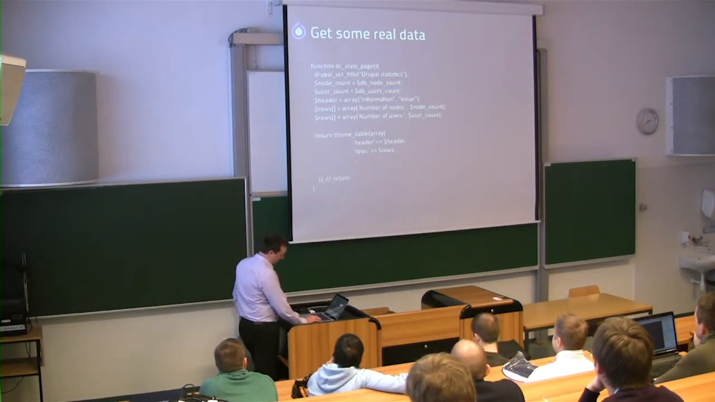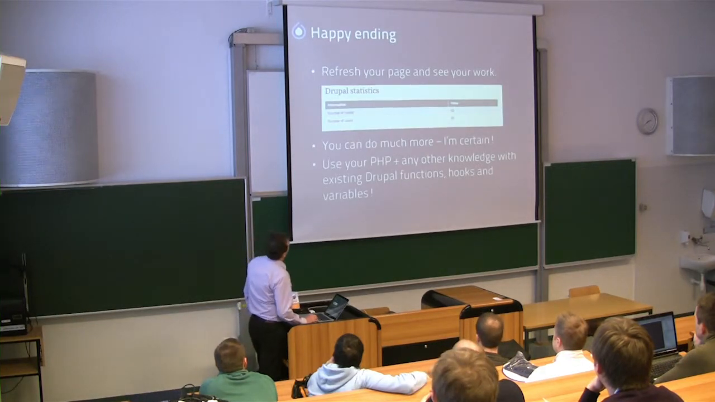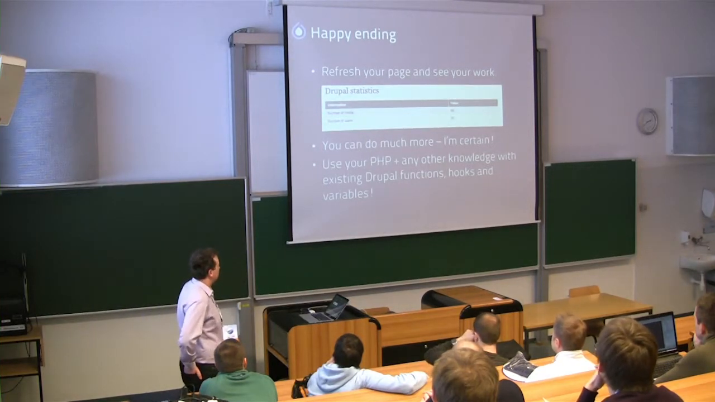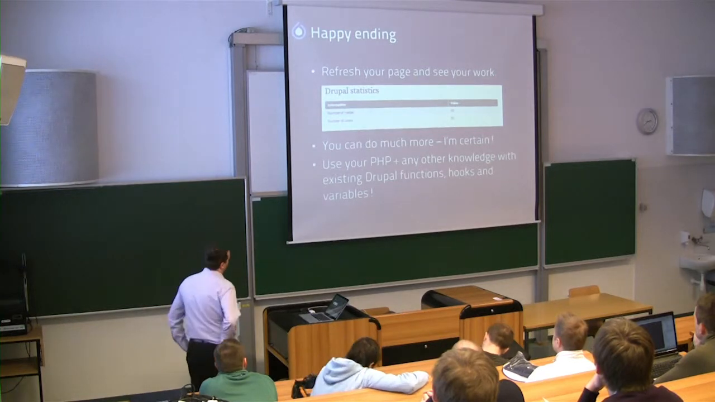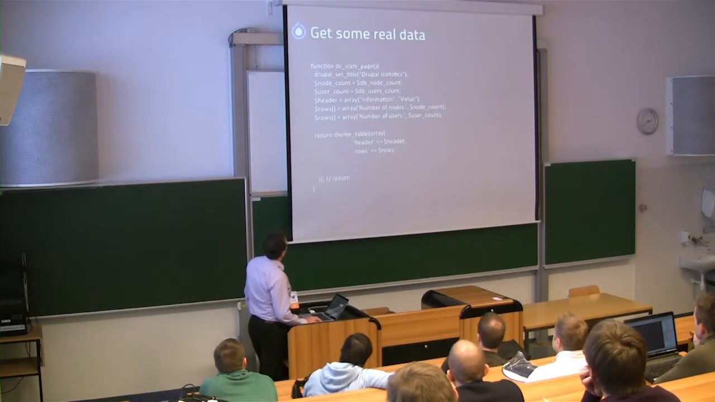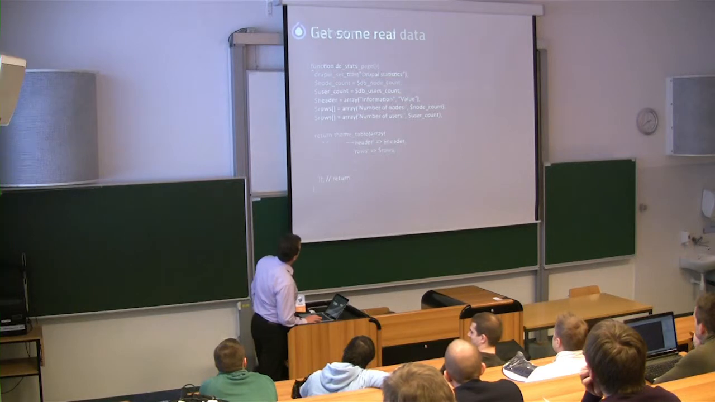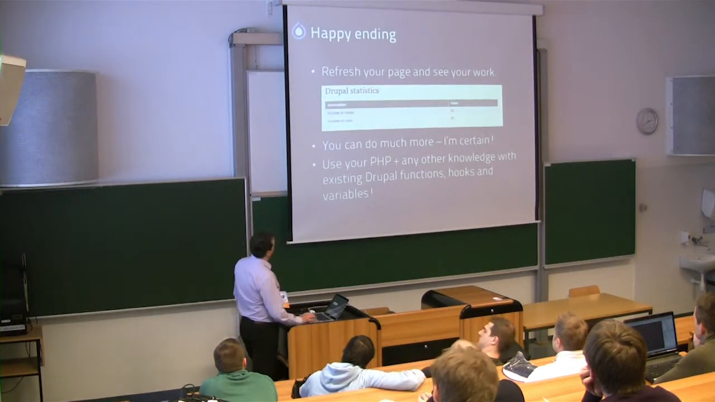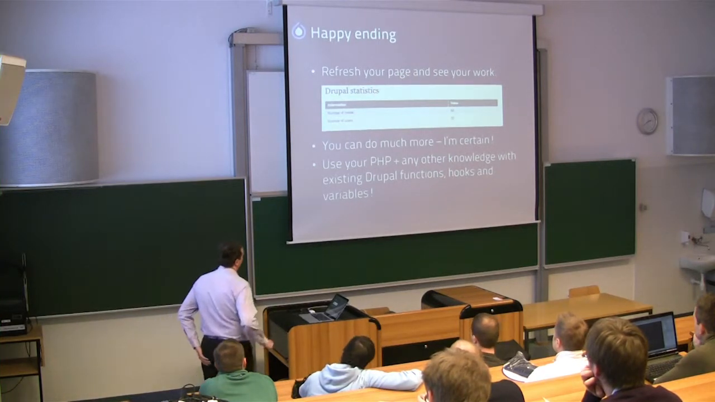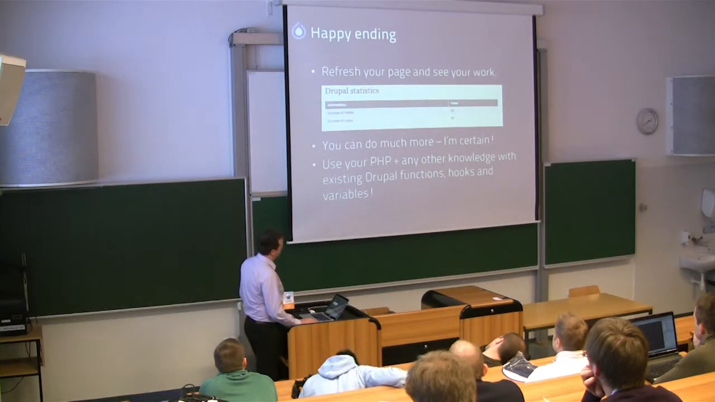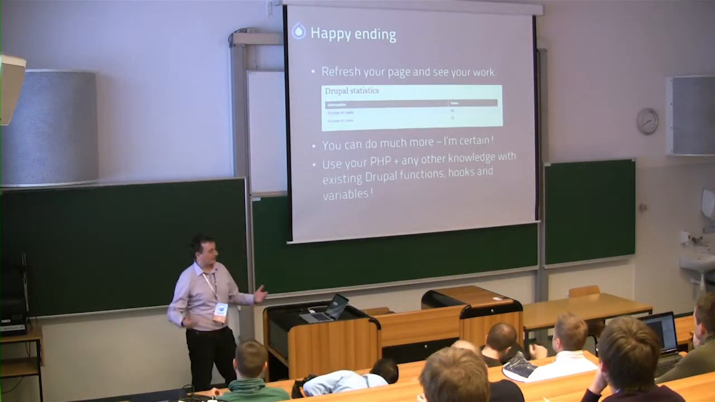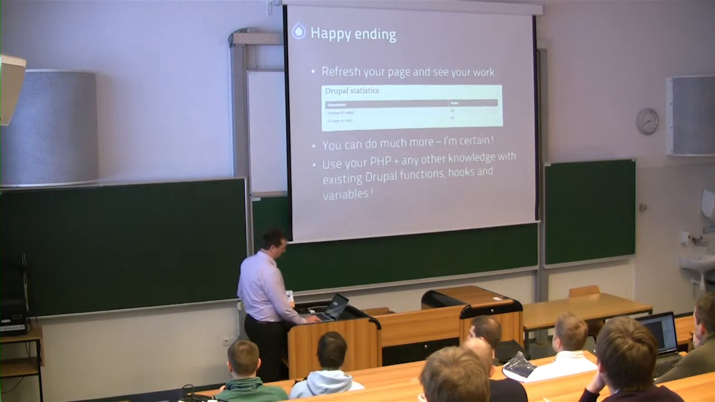I will show you the code later, but if you go to your page and you refresh, you will get this output. And it's basically an HTML table with values on the right. Here I defined that headers are information and value, and here it's the same. So this is what our module is doing. Just like I said, you can do much more. You can use PHP, any other knowledge with existing Drupal functions, hooks, values, any other third-party solutions that you can put inside of the module.